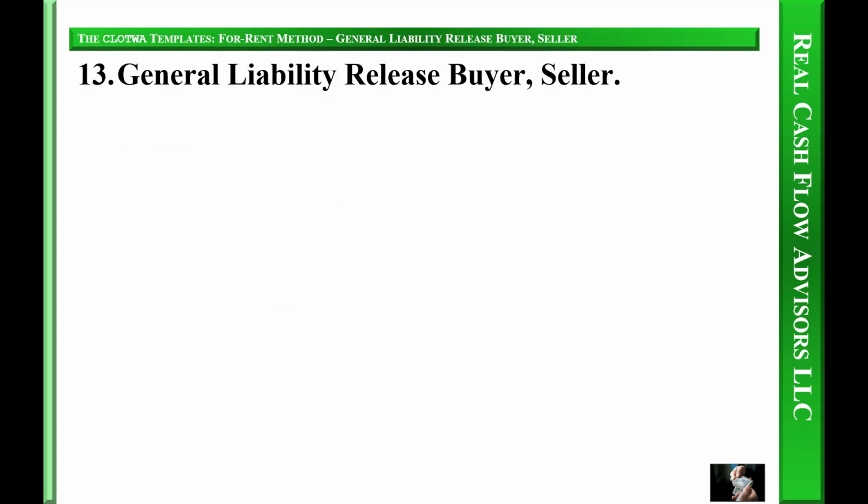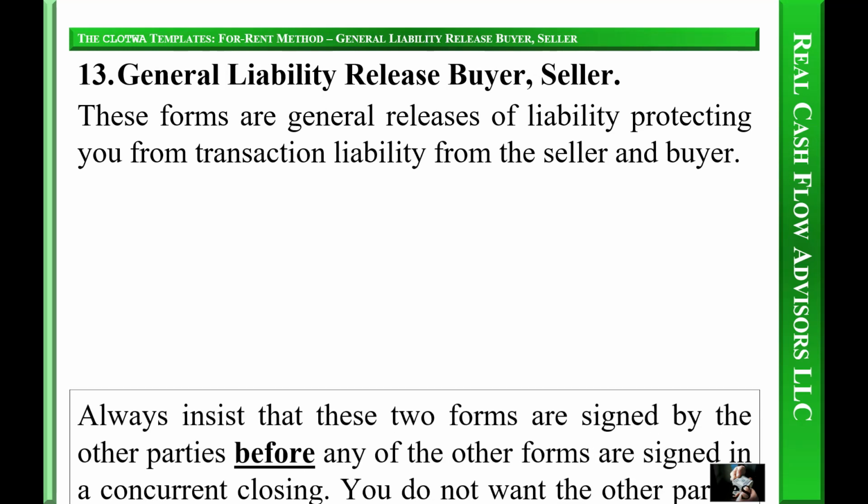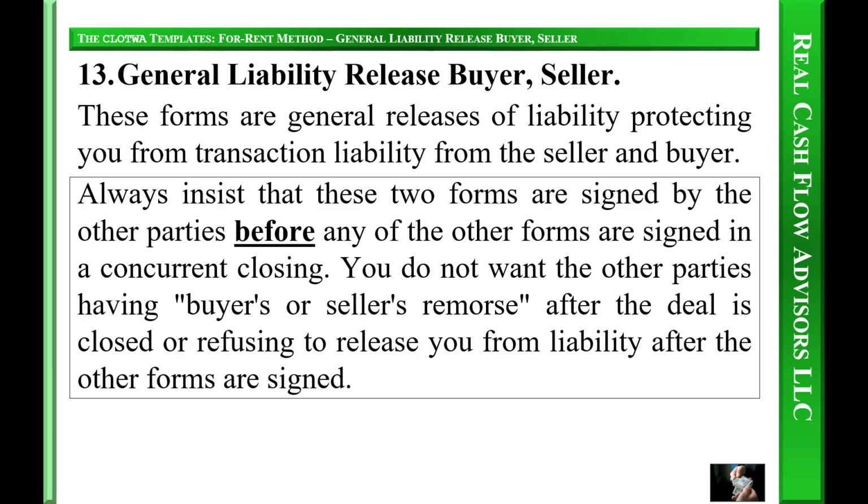General liability release from the buyer and from the seller. These forms are general releases of liability protecting you from transaction liability from the seller and the buyer. Always insist that these two forms are signed by the other parties before any of the other forms are signed in a concurrent closing. You do not want the other parties having buyer's or seller's remorse after the deal is closed or refusing to release you from liability after the other forms are signed.